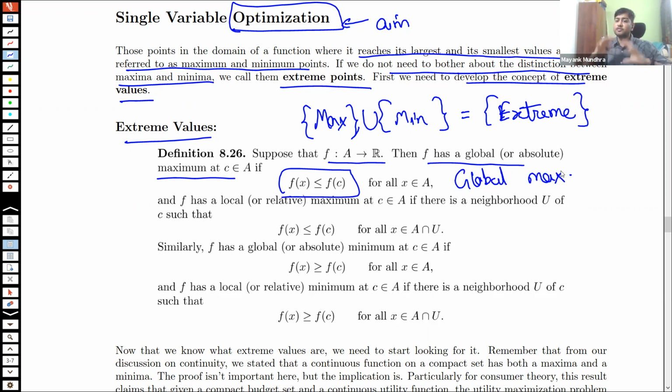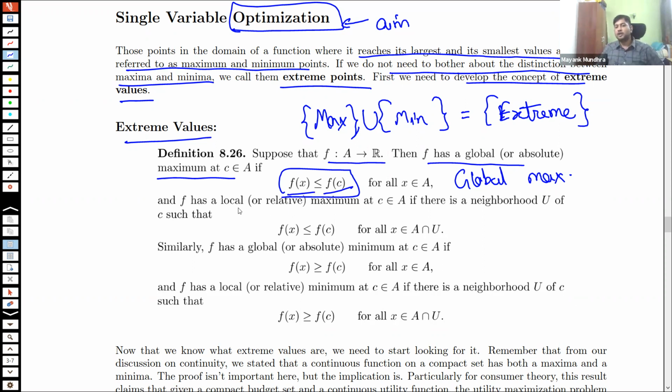In the case of Earth, if you're looking at the altitude function at different points, then the point at which the altitude gets maximum is going to be the Everest point, the Everest peak. So the point C here is going to be the Everest peak. The height at Everest peak is greater than or equal to the height at any other point on the surface of the Earth.